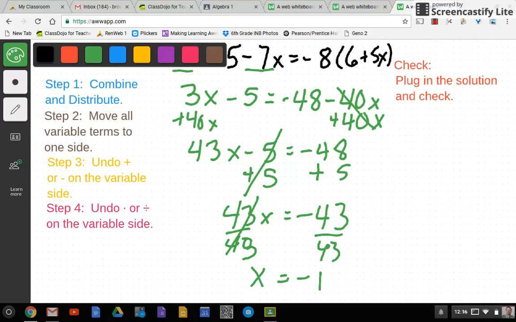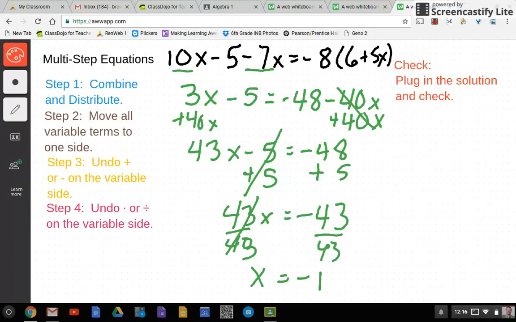So now to check it, I plug it back in. Now I'm not going to go all the way to the first to plug it back in, because that was before I combined. I'm going to plug it back in where I had combined these terms. So I'm going to plug it back in here, right here, where I've got 3 times a negative 1 minus 5 is equal to a negative 48. Oop, I'm going to have to go a little bit more space there. Let me cross that out.